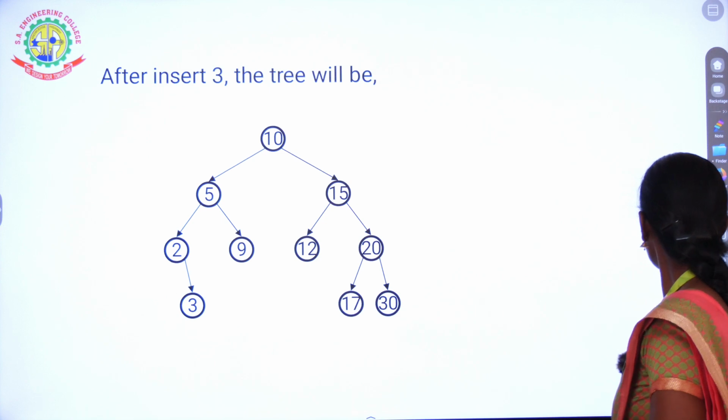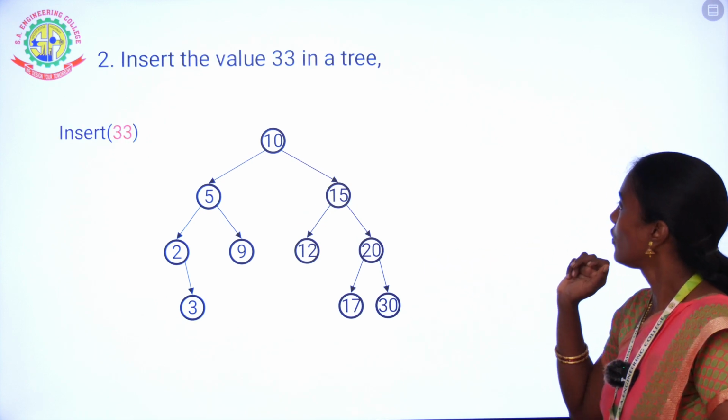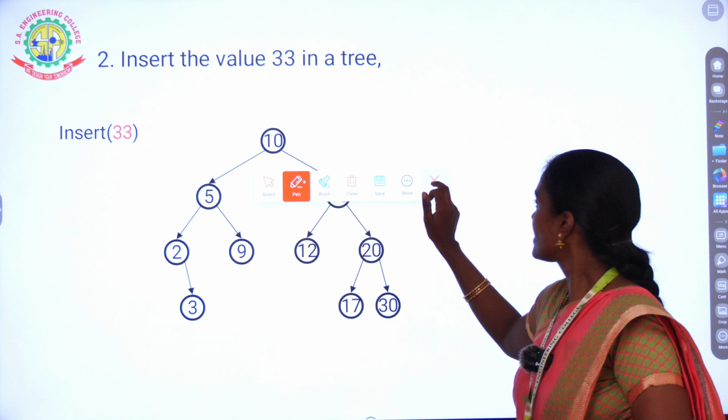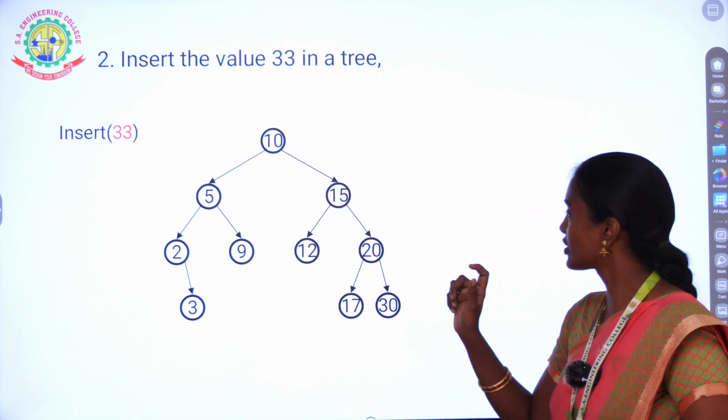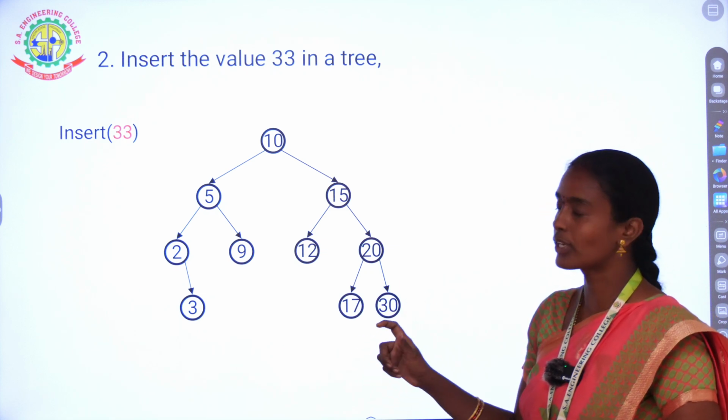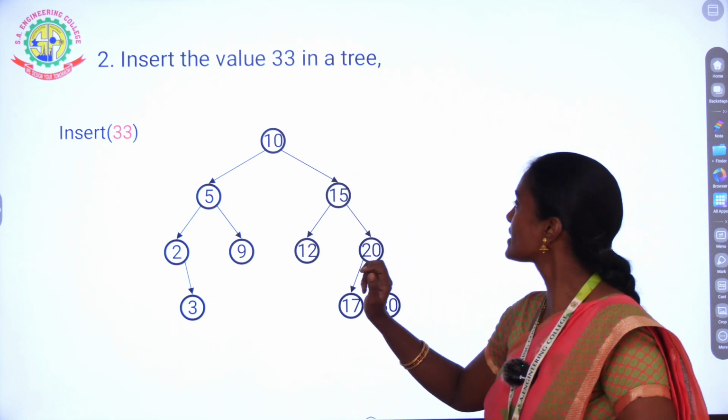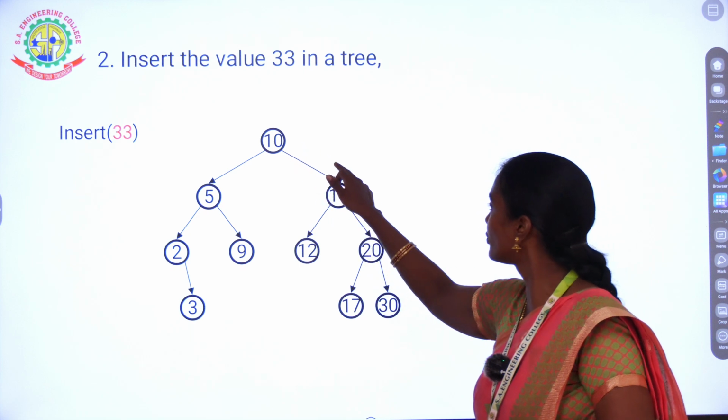Now we have to insert another node, which is 33. First we have to check the binary search tree condition: whether the key which is going to be inserted is greater than or less than the root node. 33 is greater than the root node, so we have to move to the right side.